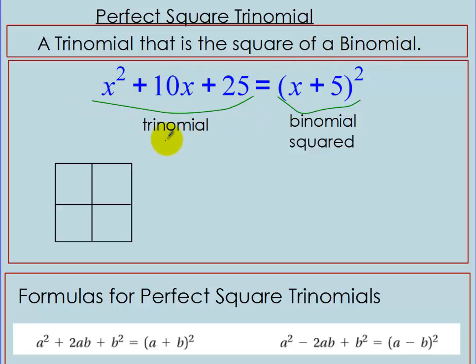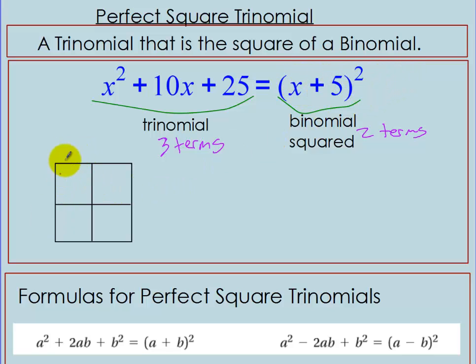This is the trinomial. We have three terms in a trinomial. That's why it's called trinomial. In a binomial, you have two terms. So 3 terms becomes 2 terms squared. So when you factor it, it's x plus 5 times x plus 5.